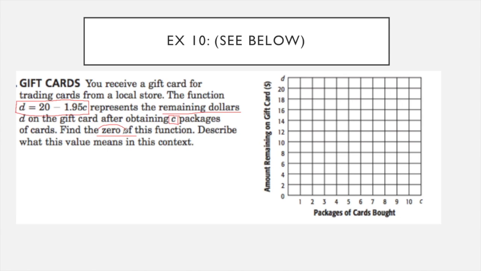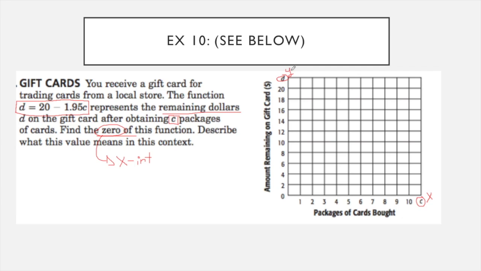Of course, we also know this term zero in a graph means where it crosses the x-axis. So that is our x-intercept. So find the zero. Describe what it means in this context. So let's just find both intercepts, and that will give us everything we need to know. So our y-intercept is where x is 0. So our y value, they're using different letters, it's the same idea though. So instead of x and y, we're using d and c.